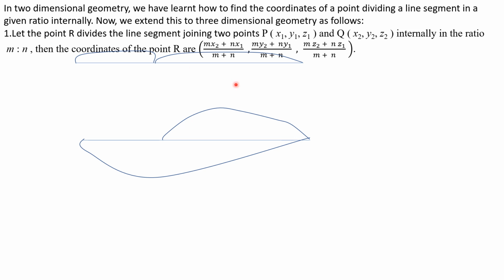In the earlier class, you got only these two numbers. Now we are finding this third number also. In the earlier class, we studied two-dimensional geometry, so we got an ordered pair, meaning only the first two numbers. Now we are studying three-dimensional geometry, so we get a third number also. Here we are finding an ordered triplet. Understood this point, my dear children? Right.